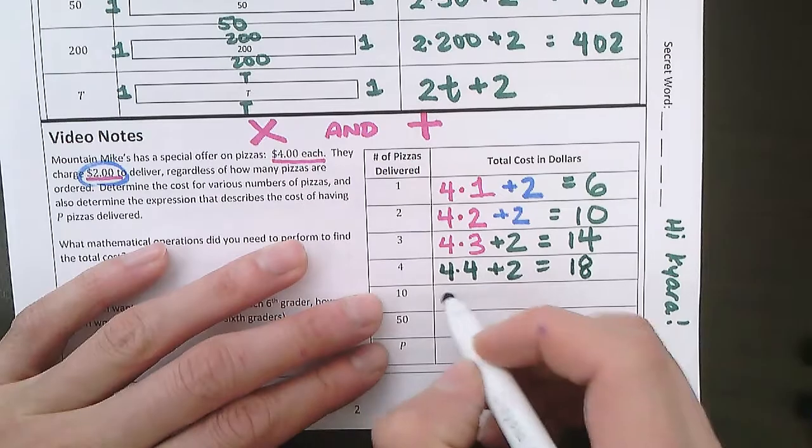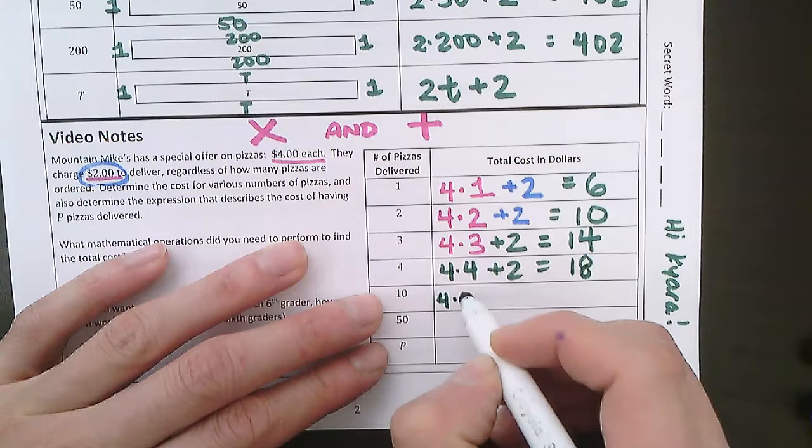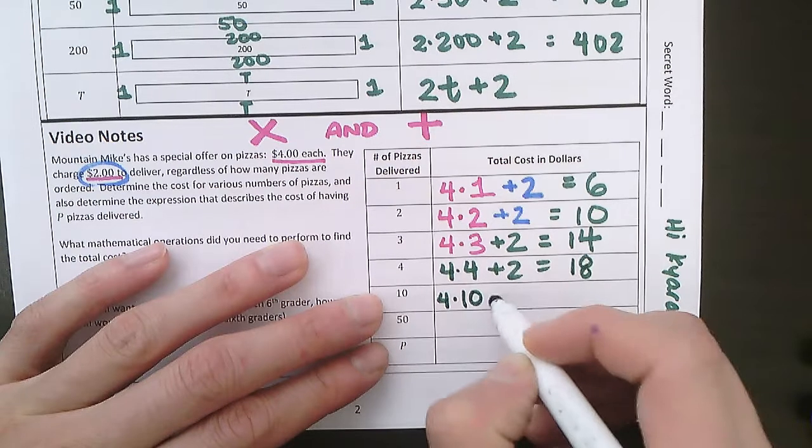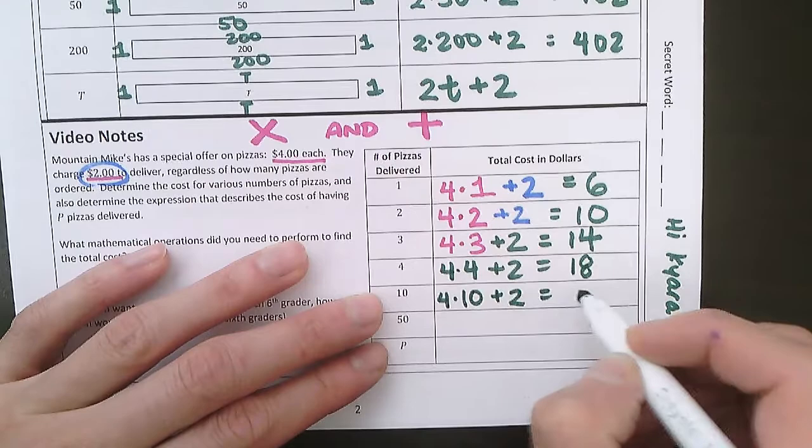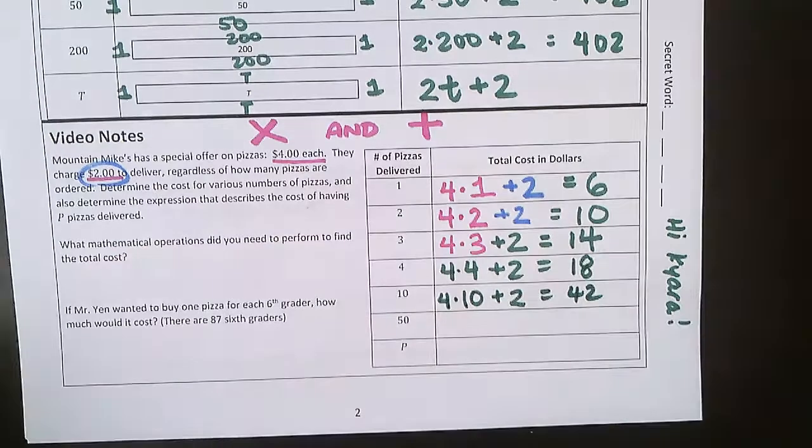10 pizzas, $4 each times the 10 pizzas, plus the $2 delivery fee. So that's 4 times 10, which is 40, plus 2, which is 42. 2 gold stars if you got that one.